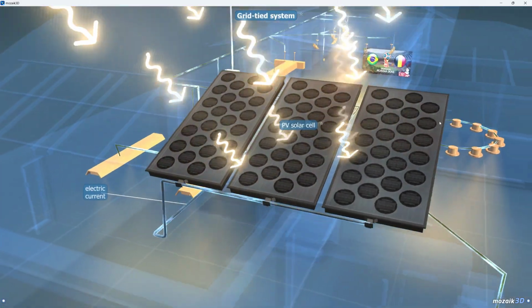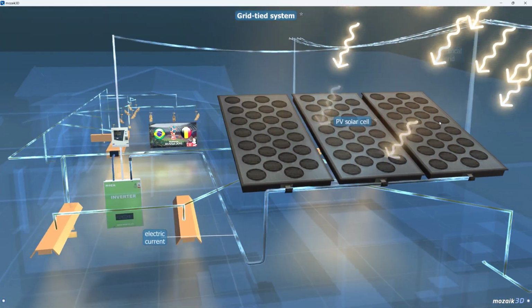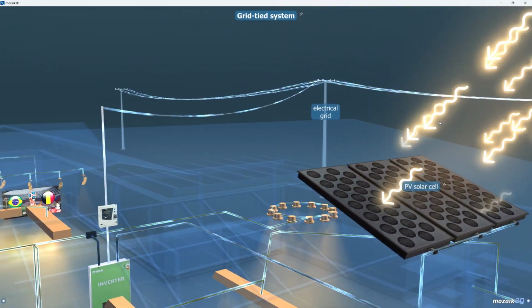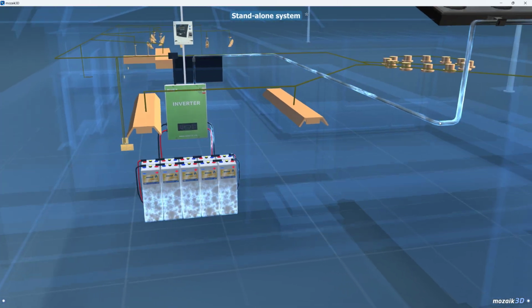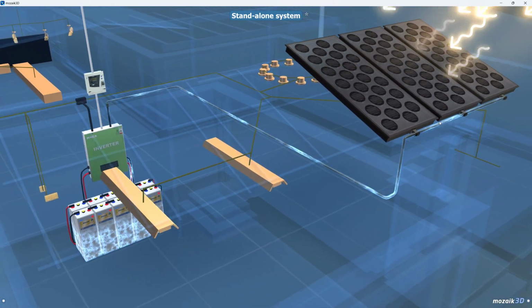The other solution involves a grid-tied system that feeds the generated electricity back into the electrical grid. We only need to pay for the difference between the energy produced and the energy used. The standalone system is more expensive, but it is worth using in locations where there is no electrical grid.